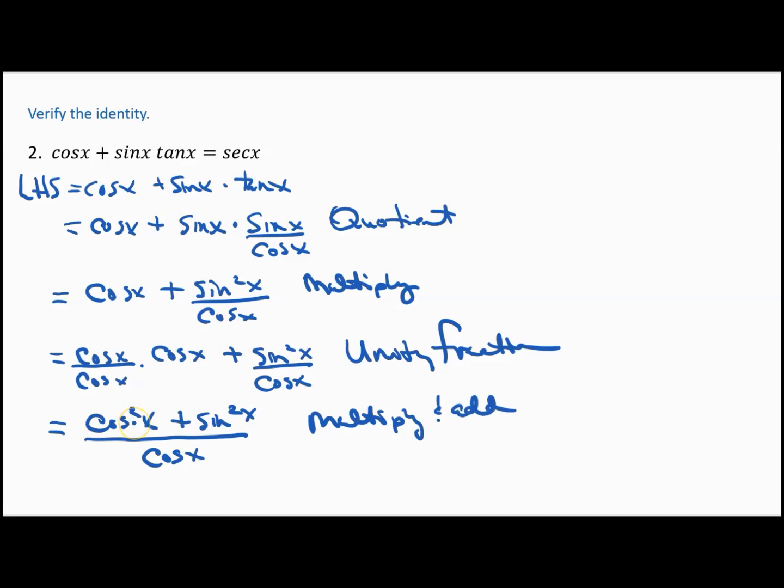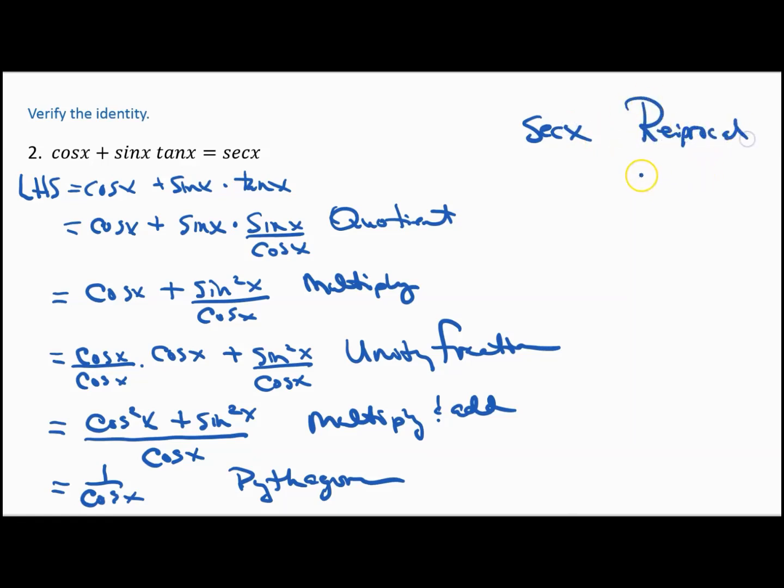Cosine squared of x plus sine squared of x is 1. Why? Pythagorean identity, right? Okay, so this is Pythagorean. All right, and then 1 over the cosine of x, aka secant of x. What identity are you using? Reciprocal. What do we do now? We put that cute rectangle and fill it in, because we are so happy we have finished another verifying the identity.